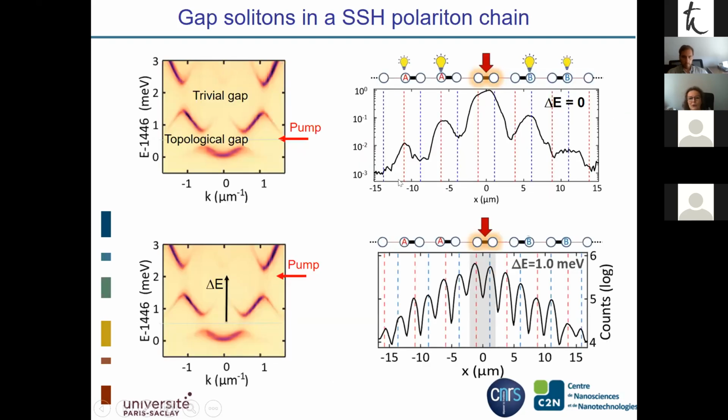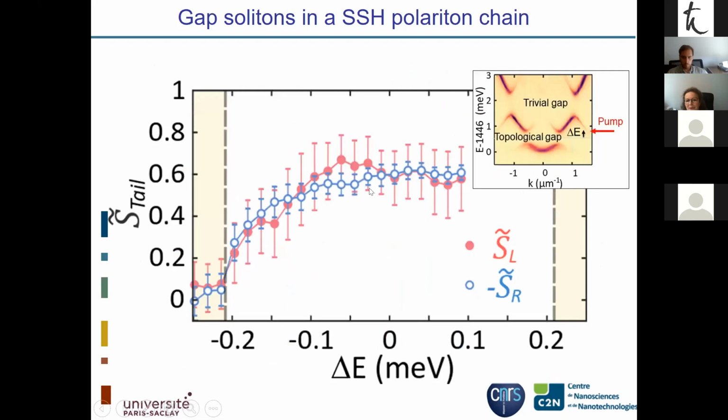Oh, sorry, I forgot that. Also, we can tune the pump within the topological gap and see what happens to the spin of the tails. And this is what we get. So here, this is in the middle of the gap. And you see that, for instance, when we lower the energy, the spin decreases and vanishes when we reach the bands. Of course, here, then we get propagating solitons, and there is no more any spin polarization of the tail.